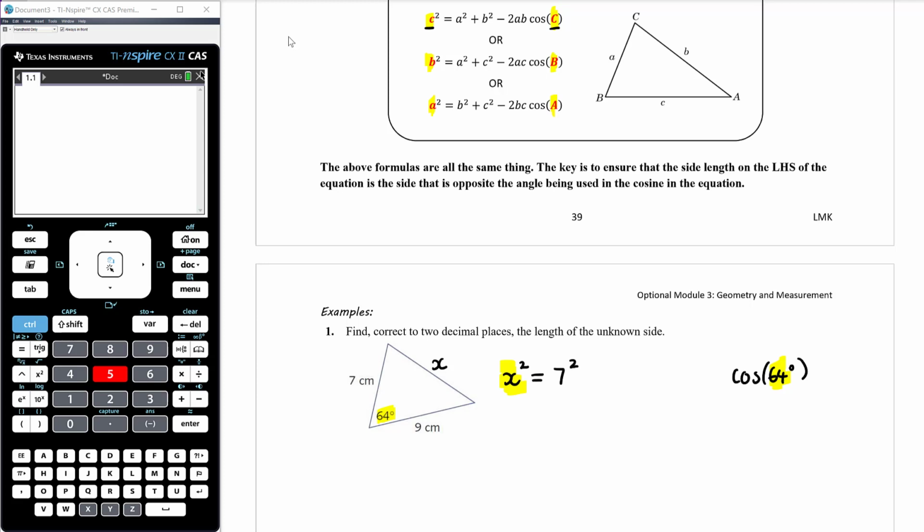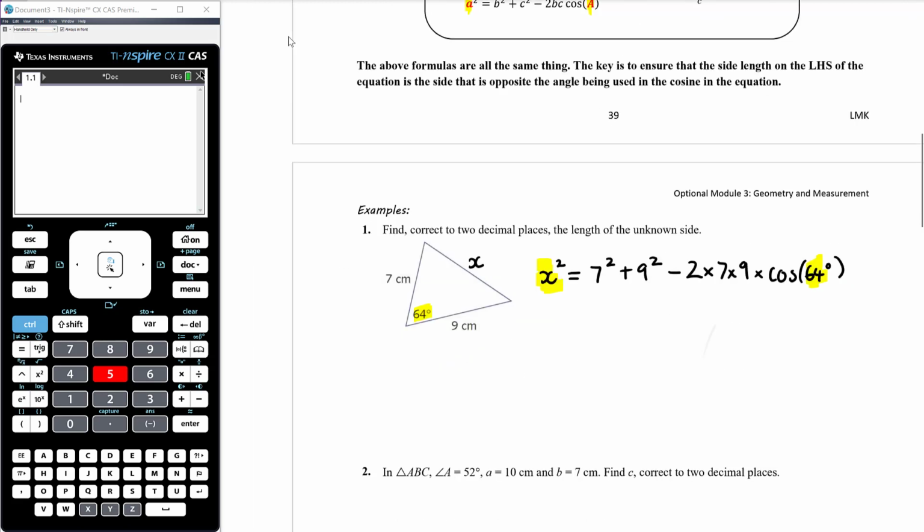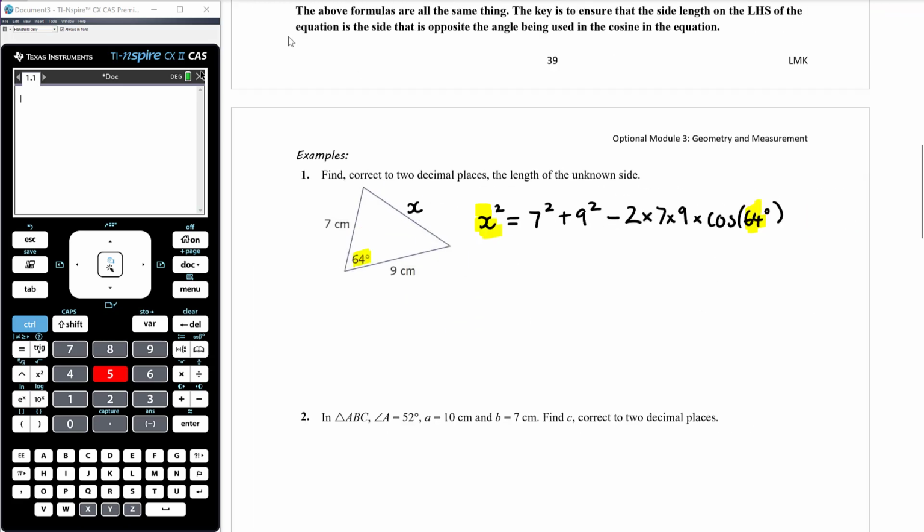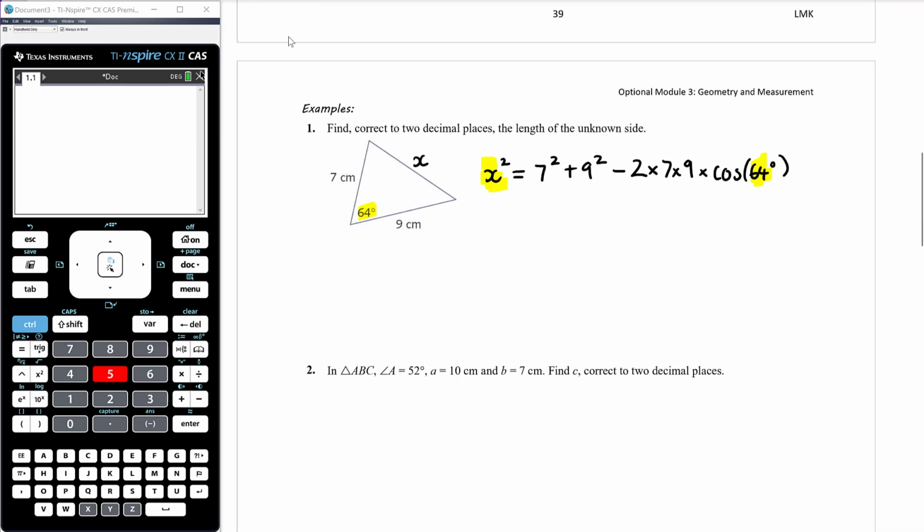Doesn't matter which way around they are, because 7 squared plus 9 squared is the same as 9 squared plus 7 squared. And then it is take away 2 times, we multiply those two side lengths together, 7 times 9. Again, 9 times 7 is the same as 7 times 9, so it doesn't matter which way around we do it, times cosine of 64. Okay, so let the angle define how you set it all up, and then it's just about working it out.